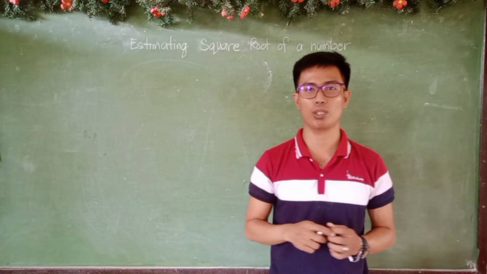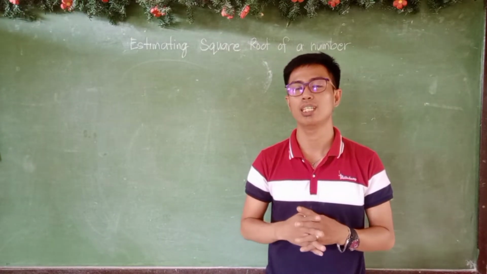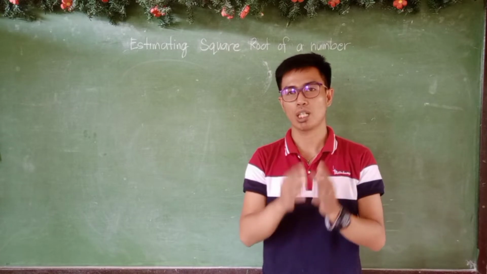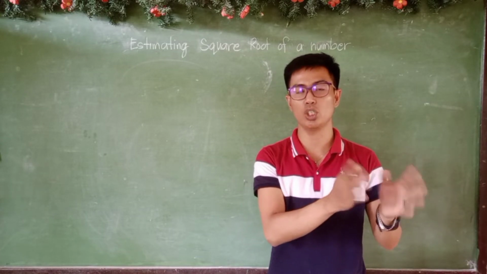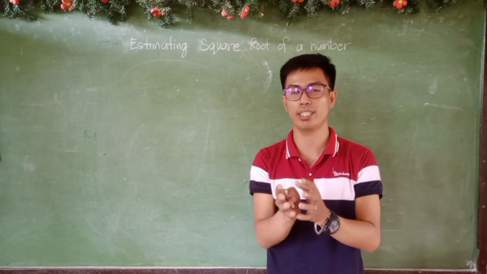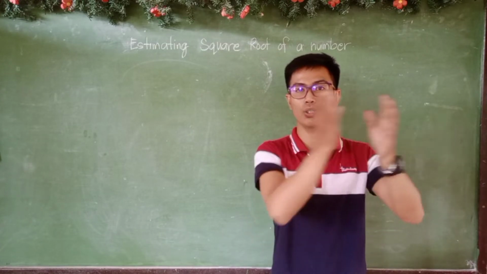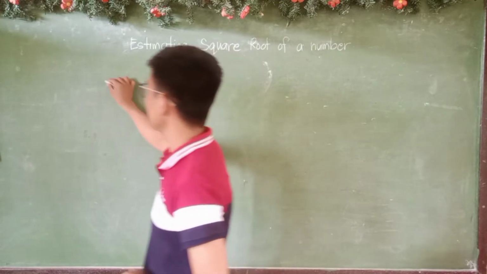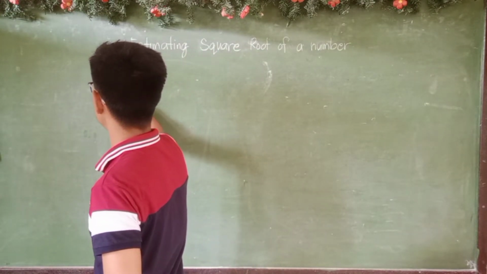So, ano ba yung ibig kong sabihin sa definition ng square root of a number? Ang ibig sabihin nun, kapag kukuha tayo ng square root, yun yung number na kapag minultiply sa sarili, ang sagot ay yung original number. So, let us try. Let's say we have square root of 1.